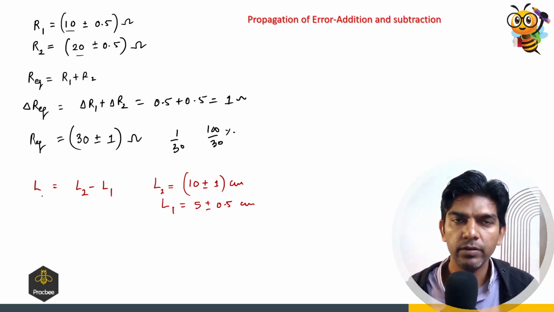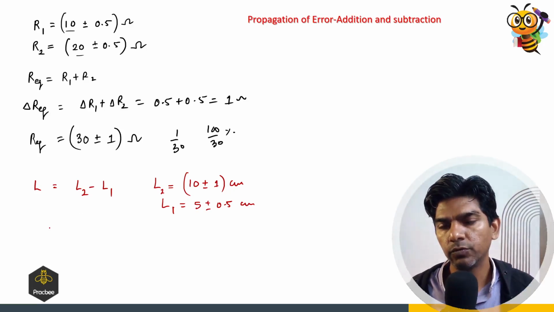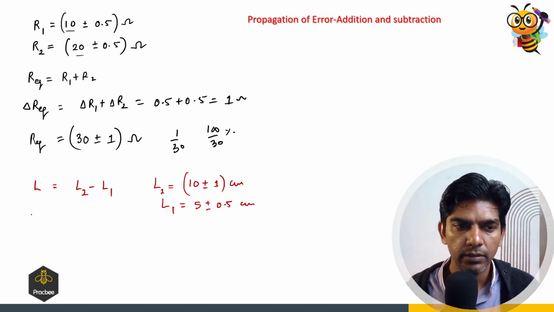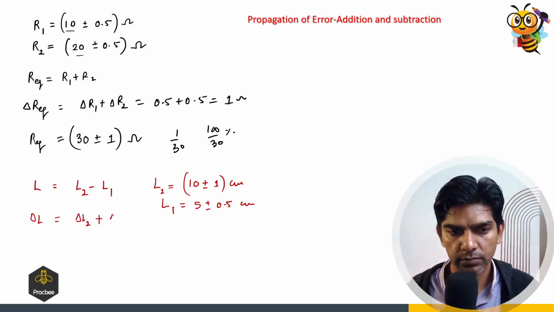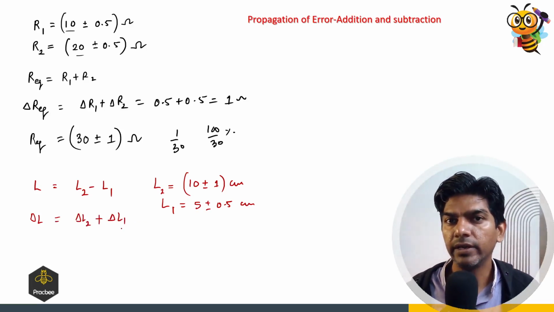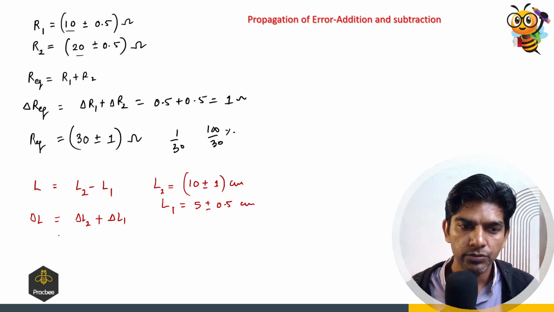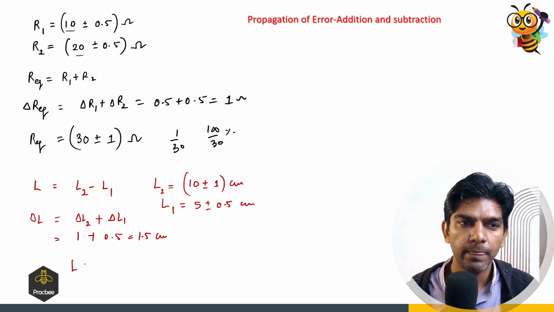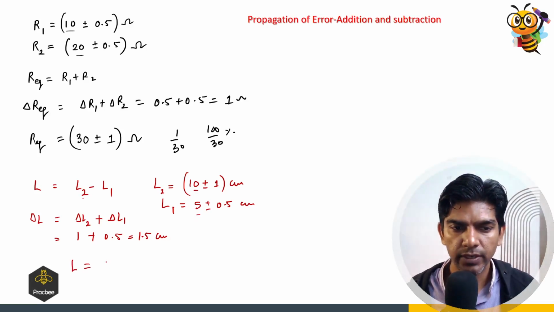Again, in case of subtraction, if you want to find the maximum error, then the maximum error in L will be nothing but the sum of the individual errors. So whether we are subtracting or adding, we have to add up the errors. So this will give us 1 plus 0.5, so that will be 1.5 centimeter. So we can write L as L2 minus L1, which is 10 minus 5, so that will be 5 plus minus 1.5.